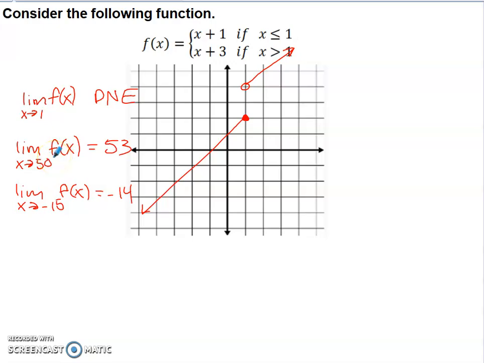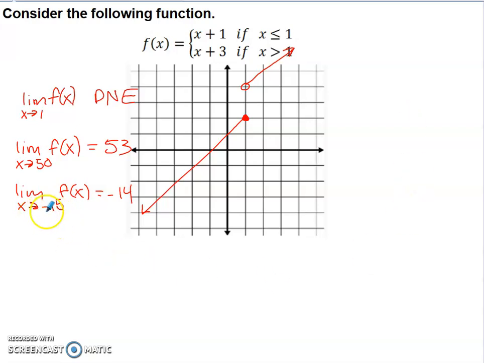I just need to know the y value from the appropriate piece of the function, and for an x of 50, we would be dealing with this bottom piece, right? 50 is greater than 1. So if I take 50 plus 3, that gives me 53. I don't need to see the graph to determine that. I just know based on the only weird spot on this graph being at the x of 1 that nothing concerning is going to be happening at the x of 50.